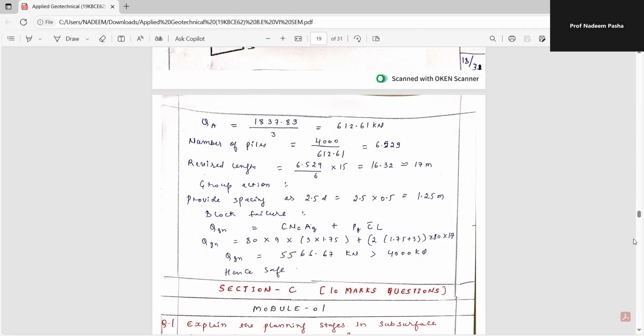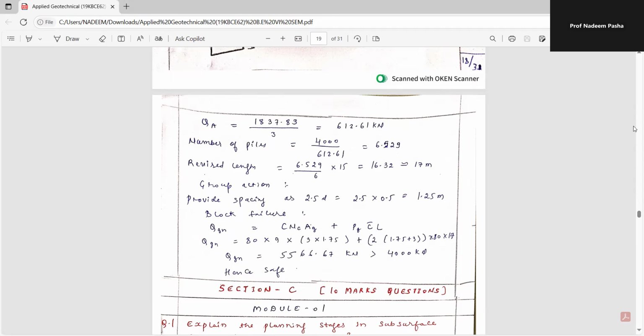So now revised length, what we are doing, 6.529 divided by 6 into 15 we are doing. So this comes out to be 16.32, that we are taking as 17. Providing spacing as 2.5 times D. 2.5 D is 2.5 into 0.5. So it comes out to be 1.25 meter.